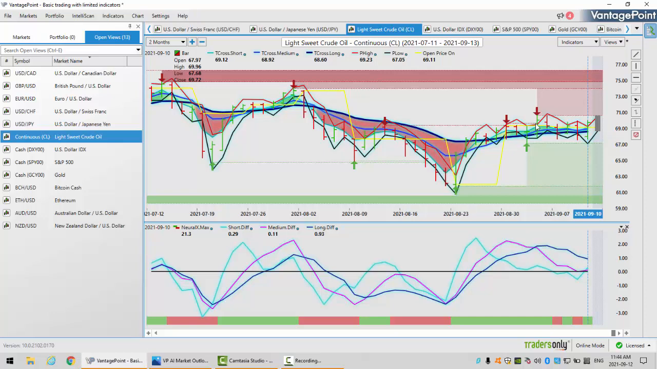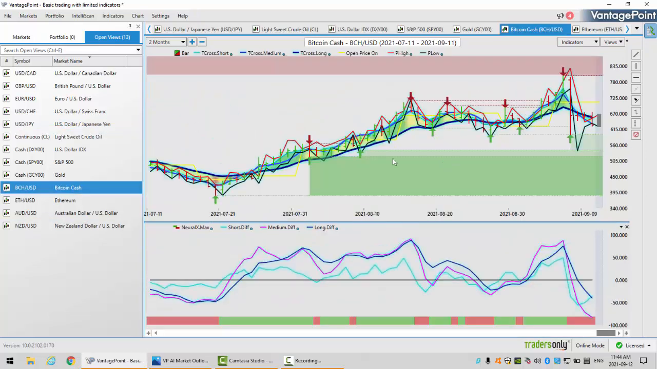So again, watch our verified zones. But until such time as this pink line crosses back over this blue line, there's still a downward bias with oil. Now, with Bitcoin and Ethereum, I've added both this week, just for us to look at.